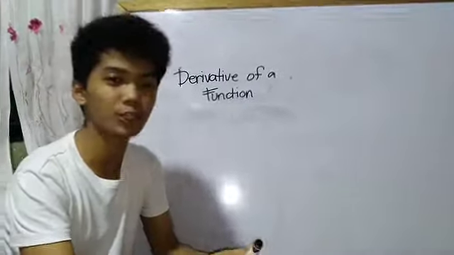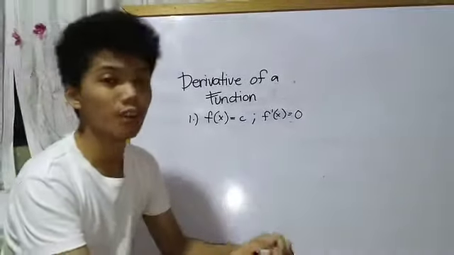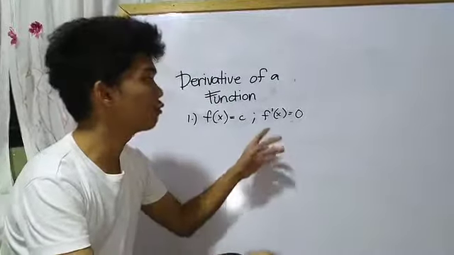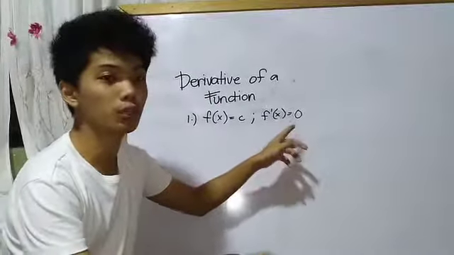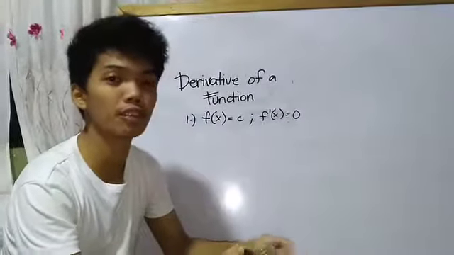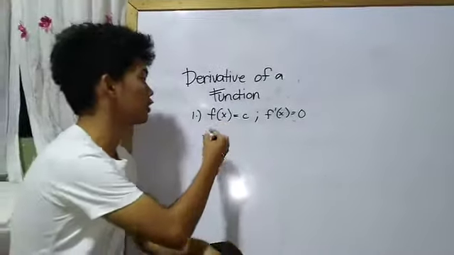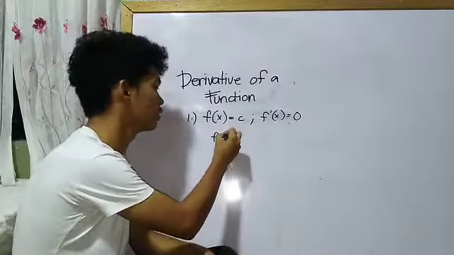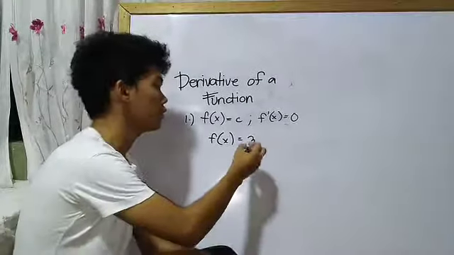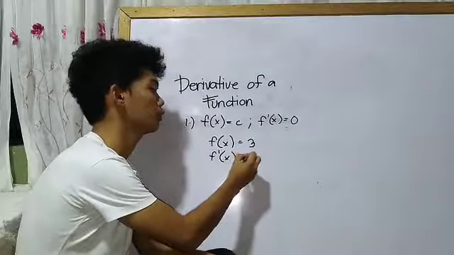Derivative of a function. Okay, so if the function is a constant function, we can just write the derivative of a function as f prime of x is equal to 0. So any constant function is just equal to 0 as its derivative. An example of a constant function is f of x is equal to 3. So we can just write this as f prime of x is equal to 0.